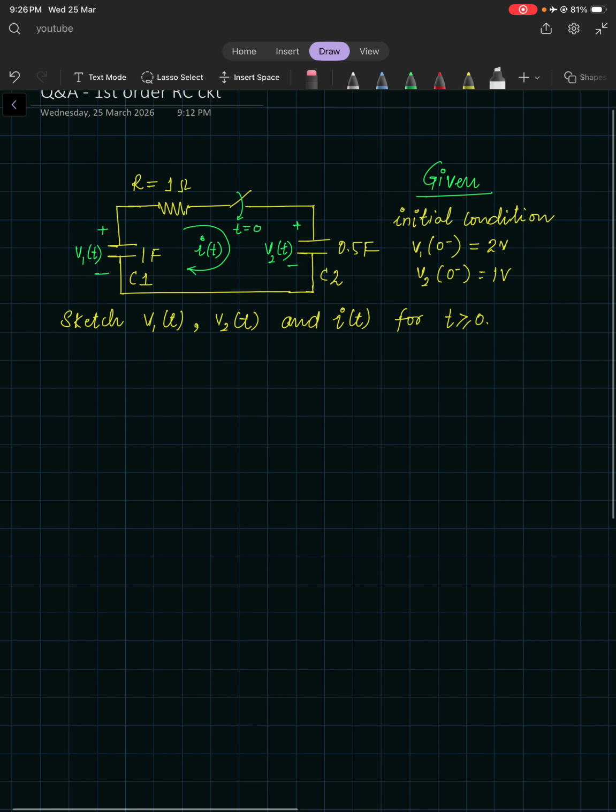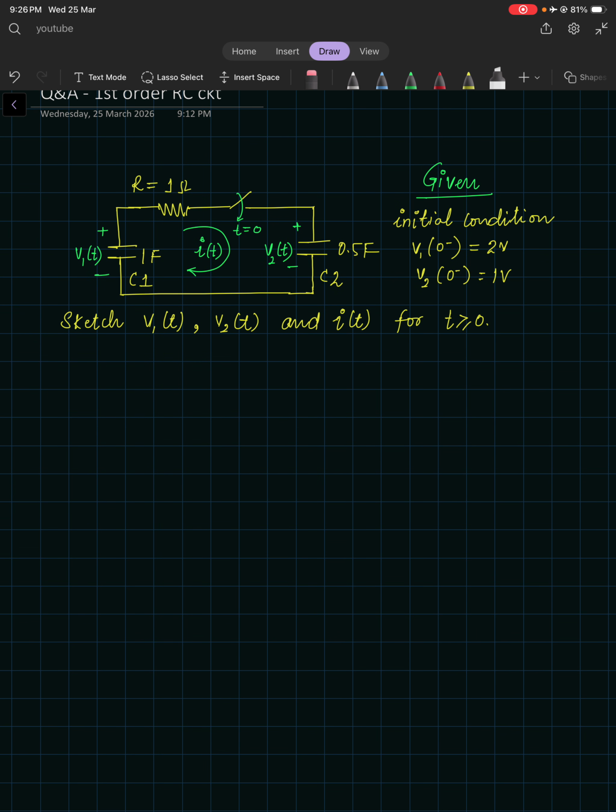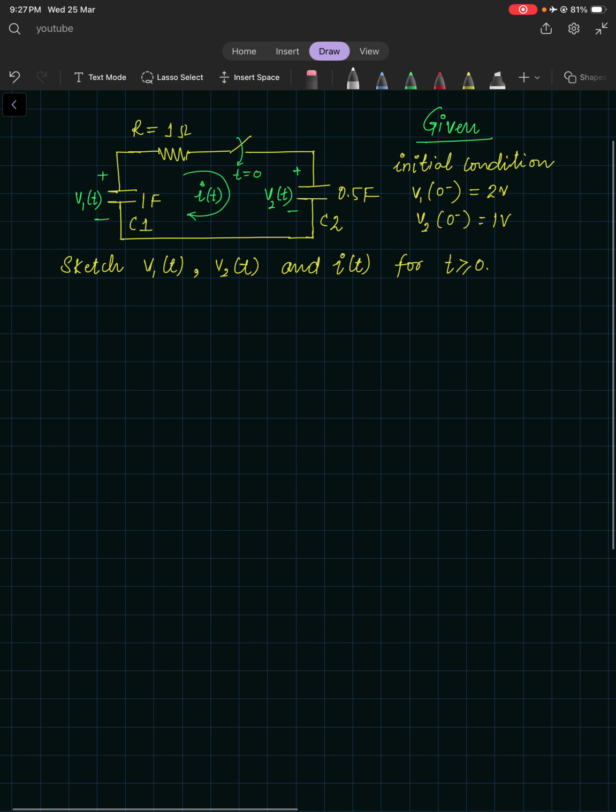So okay, here you can see there are two capacitors which are connected to each other through a 1 ohm resistor. The initial conditions are given: V1 is initially charged to 2 volts and V2 was initially charged to 1 volt. After that we are switching at t equal to 0, and here we want to sketch V1 as a function of time, V2 and this I(t), right? Okay, so let's solve it.